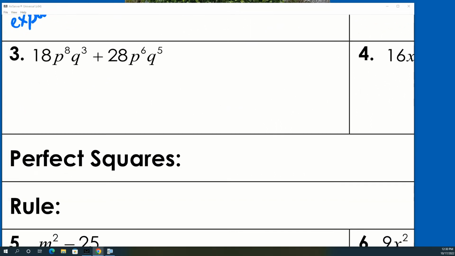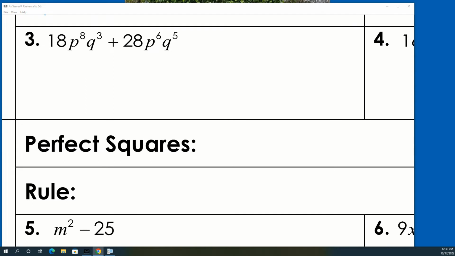All right, let's look at number 3. Very similar. We have 18 and 28. What can we factor out of 18 and 28? It's pretty small. Yeah, it's just 2. 3 doesn't divide into 28. 4 does, yeah. All right, and then we take the smallest exponent for p, which is 6, and then q to the third. I don't really like problems with p's and q's because they look so similar that sometimes my brain gets glitchy and I think that they're the same variable.